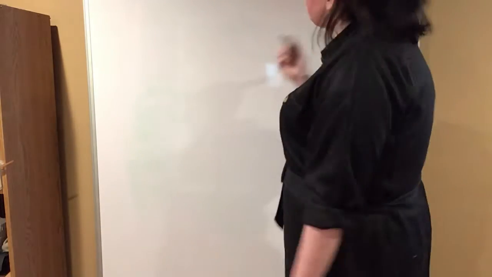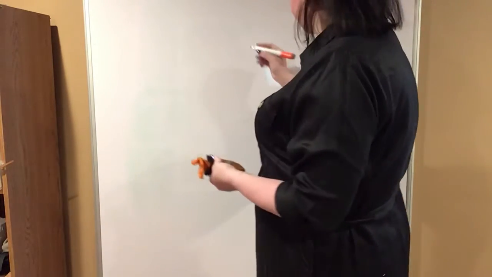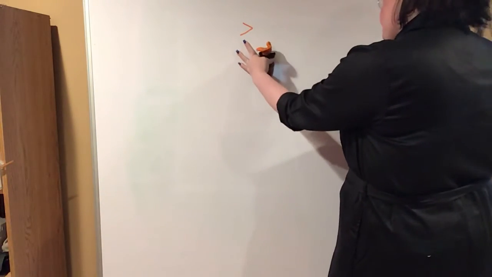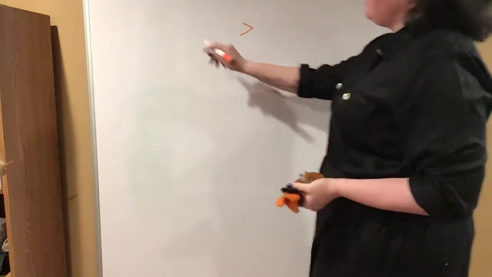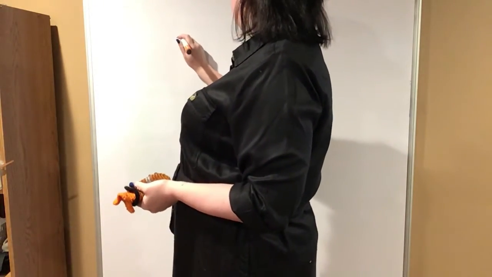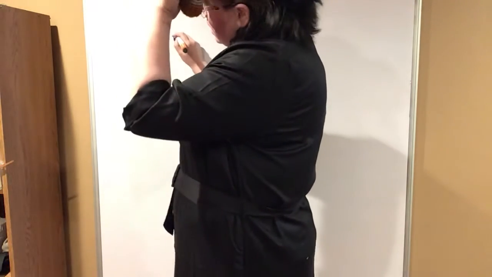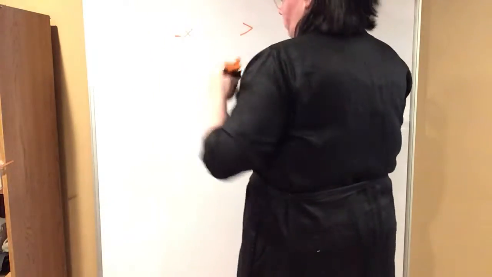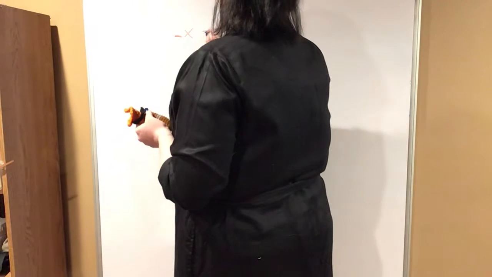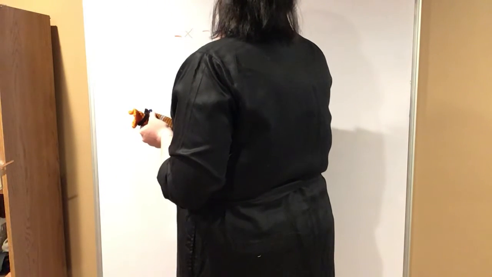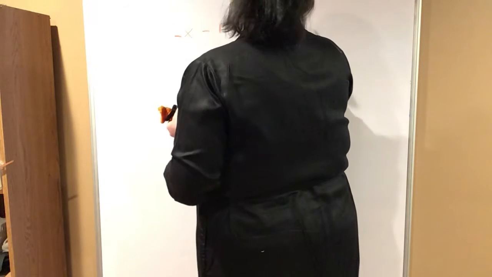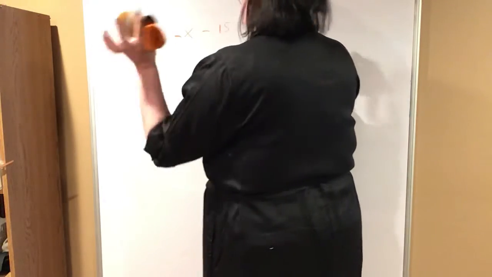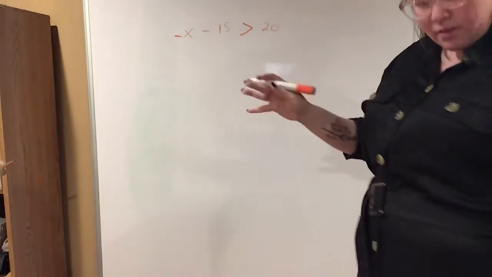So, let's do one. I'm going to put my little sign here, and I'm only going to use a greater than sign, not a greater than or equal to. We'll just do greater than. Let's do negative x, because that wigs kids out too. Minus 15 is greater than 20. I'm making numbers. Okay, let's solve this.